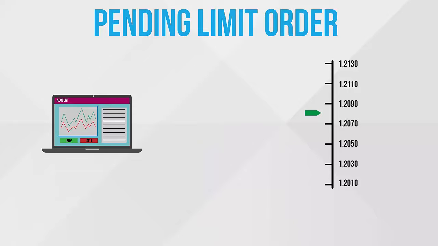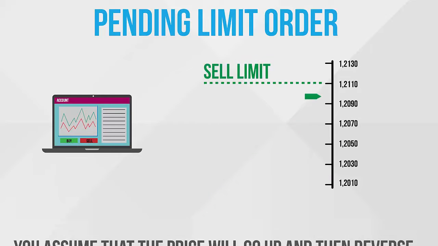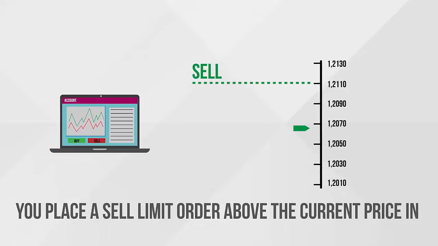Let's see how sell limit orders work. You assume that the price will go up and then reverse, so you place a sell limit order above the current price in order to profit off of the future retracement.